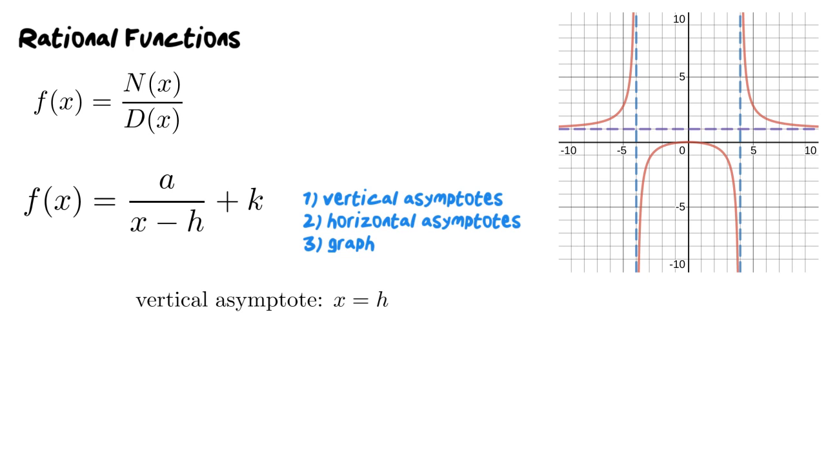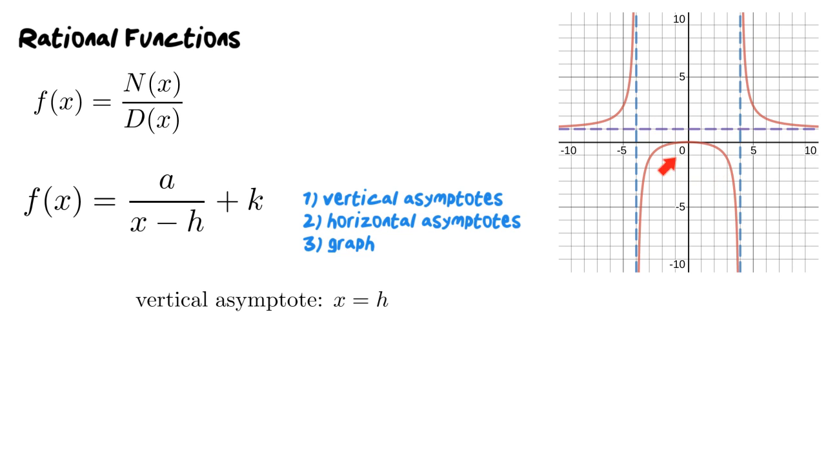Remember when we studied lines, linear functions, we learned about how a vertical line has an equation x equals something. And so in this case, x equals h represents a vertical line, like these lines in this graph here. And those are going to be the vertical asymptotes.